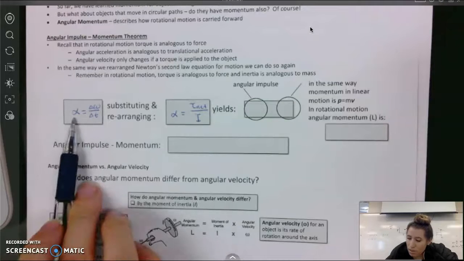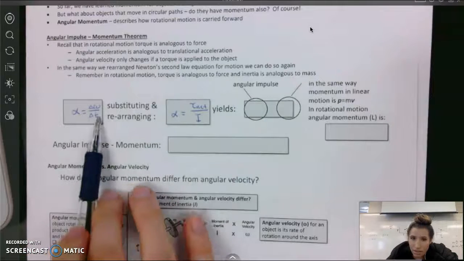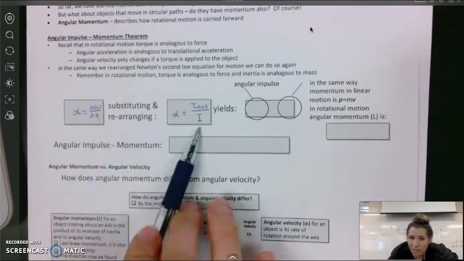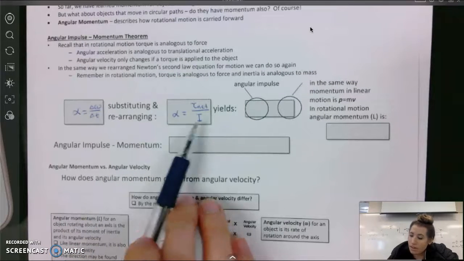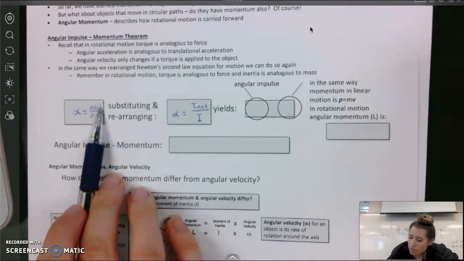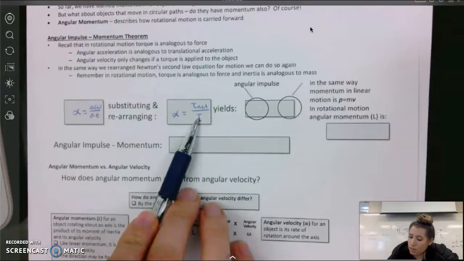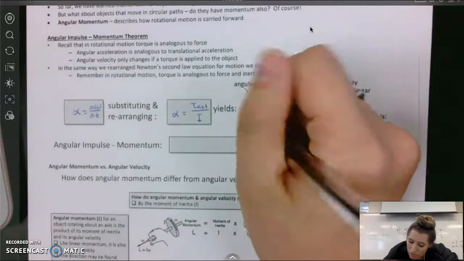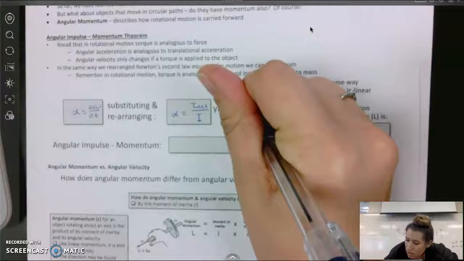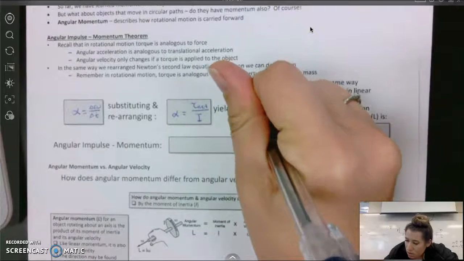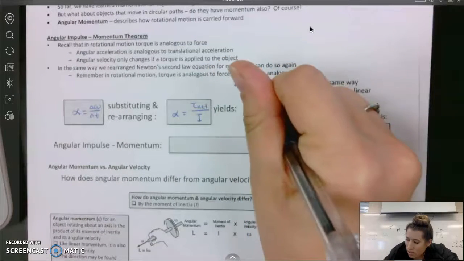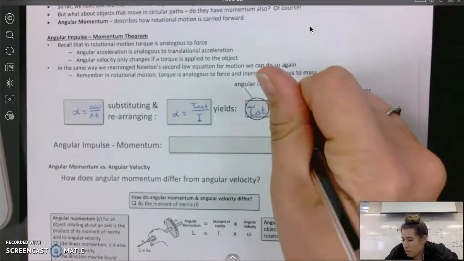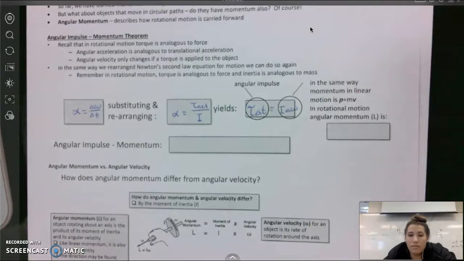As in, if these are both equal to acceleration, then we can set them equal to each other, right? And if we have two fractions that are set equal to each other, we can cross multiply. And so this angular velocity multiplied by the inertia is going to equal the time component multiplied by the net torque. So we get this net torque multiplied by the time component, and that's going to equal the inertia multiplied by that angular velocity.